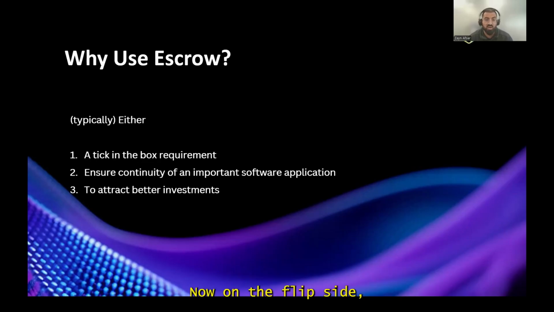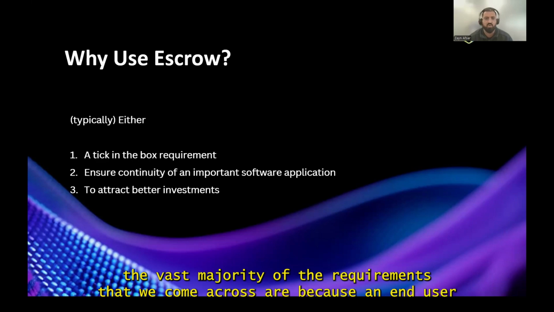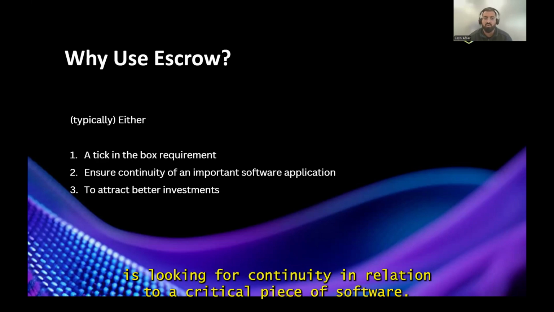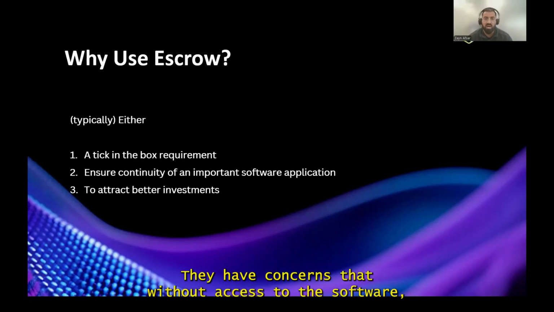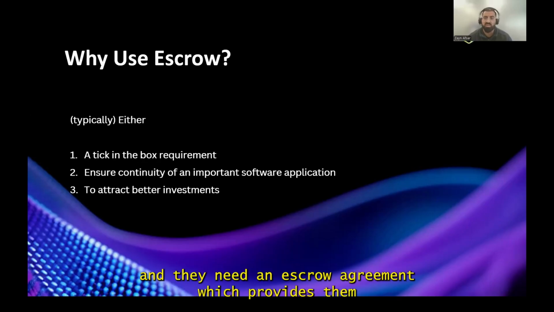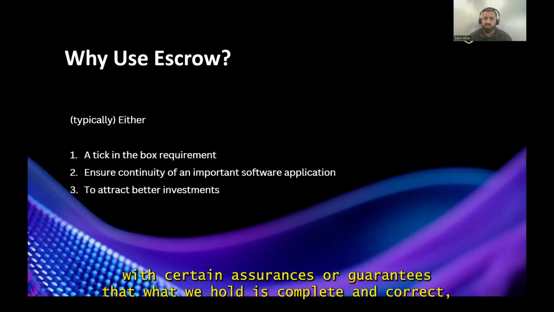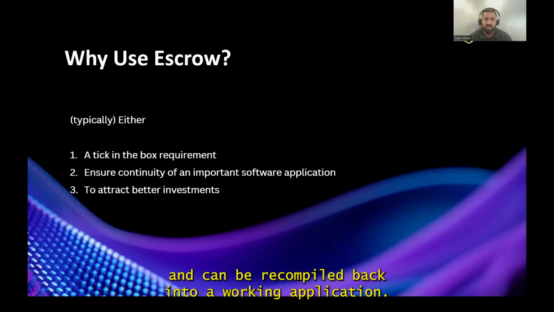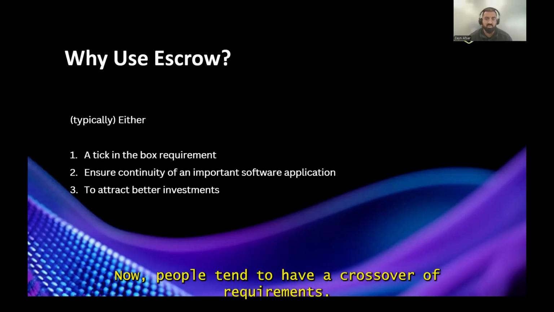Now, on the flip side, the vast majority of the requirements that we come across are because an end user is looking for continuity in relation to a critical piece of software, and they have concerns that without access to the software, there would be impact on their business operationally, financially, and they need an escrow agreement which provides them with certain assurances or guarantees that what we hold is complete and correct and can be recompiled back into a working application. Now, people tend to have a crossover of requirements.